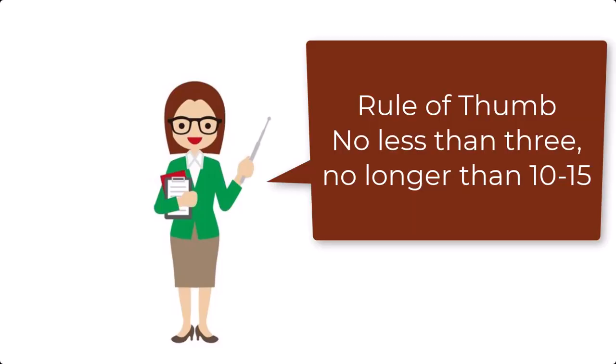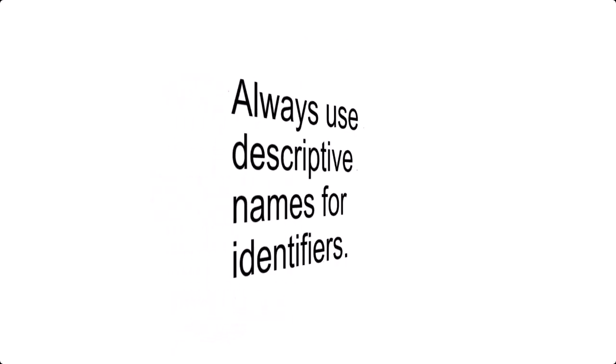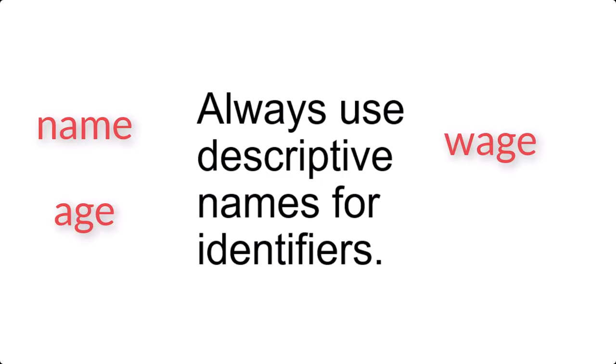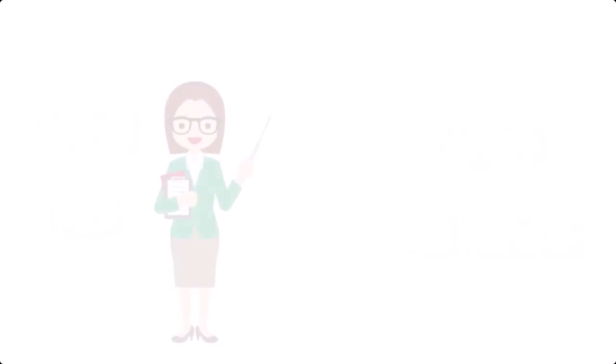A good rule of thumb is no less than 3 characters and no longer than about 10 or 15. And finally, use a variable that means what you're using it for. Like if it's somebody's name, use name. If it's somebody's age, use age. Don't use dog or cat for somebody's name and age. It just makes no sense.